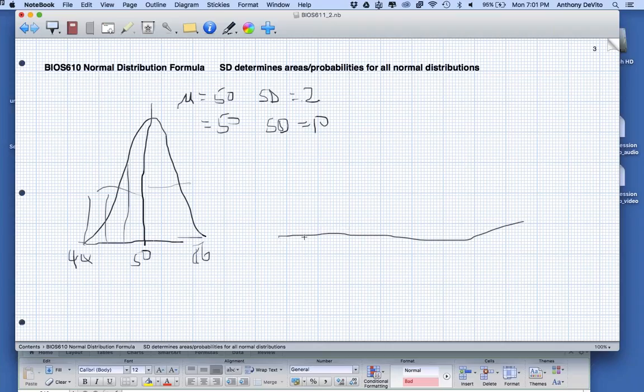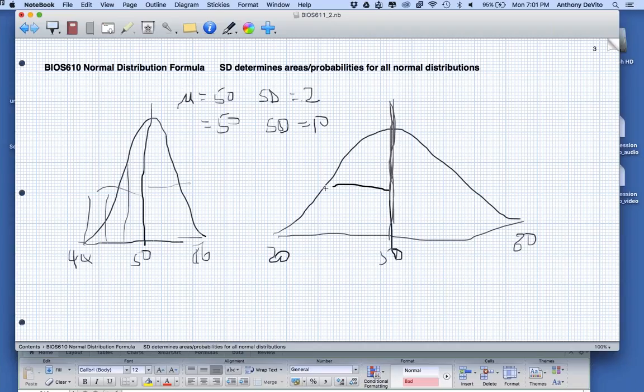Well, if I put the same scale here, that's going to look more something like this. Right? Still symmetrical, right? But the values, if this is 50, 3 standard deviations goes 20 to 80. It's flatter, right? However, all of these normal distributions have some common properties. Number one, they're symmetrical. Number two, the mean represents half of the values. Half of the values below the mean, half of the values above the mean.